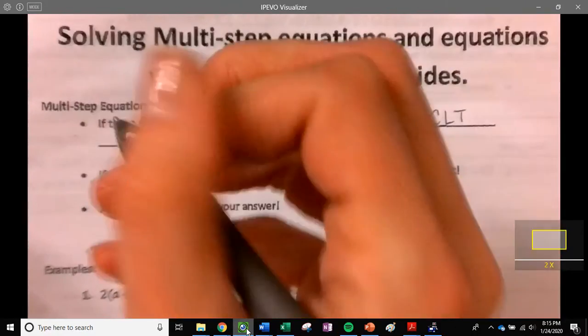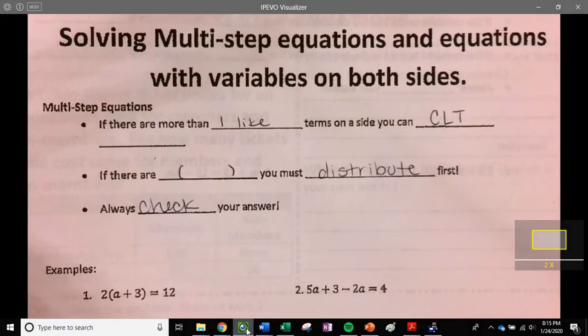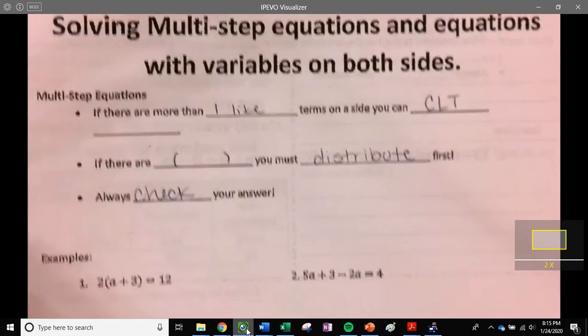And then last but not least, always check your answer, you guys. You may be doing the math correctly and you may get an answer, but that doesn't necessarily mean it's a solution. It doesn't mean that that value for the variable makes the equation true. It might be an extraneous solution, which means that it does not make the equation true. So we want to make sure that you're taking that extra second to check your work and make sure you've done it correctly. Make sure that you don't have any computation errors, but also make sure that the solution is, in fact, a solution. So let's look at a couple examples.